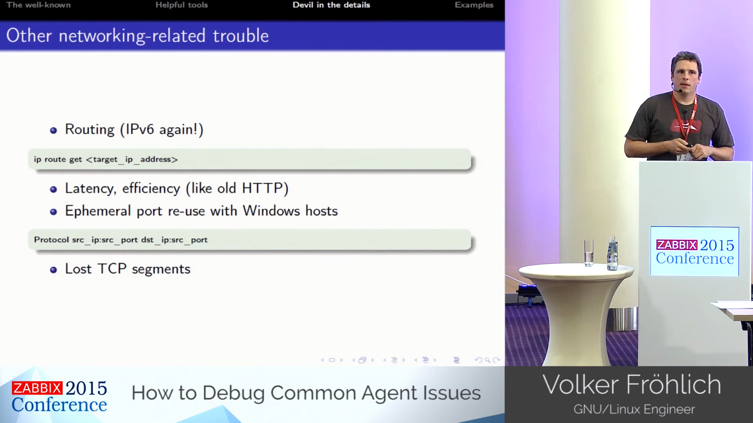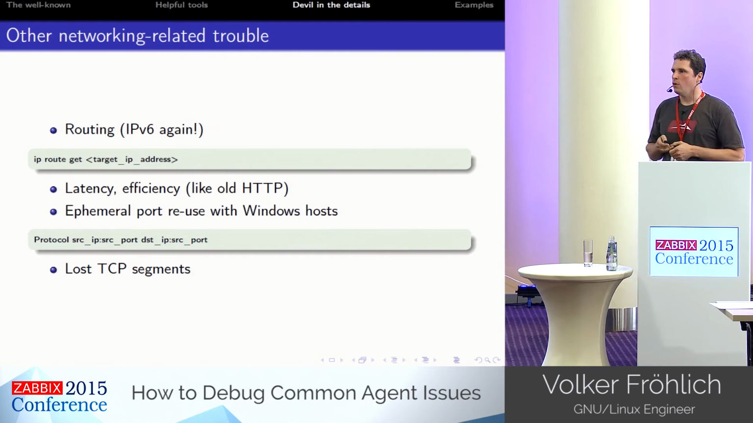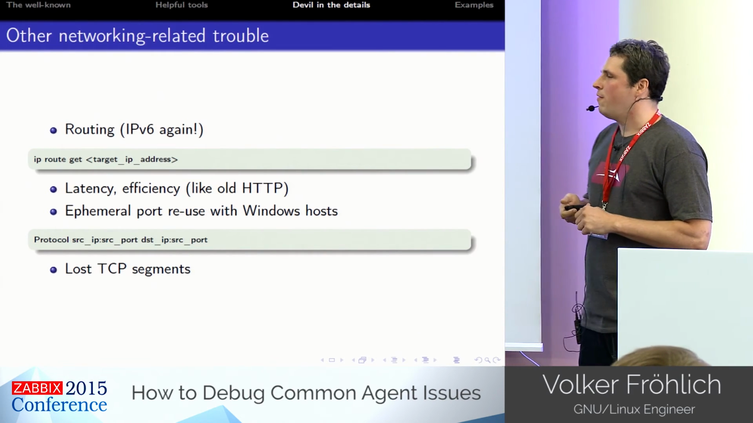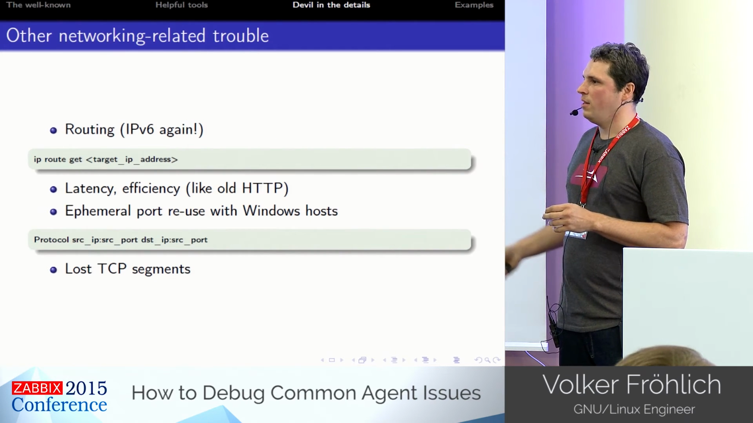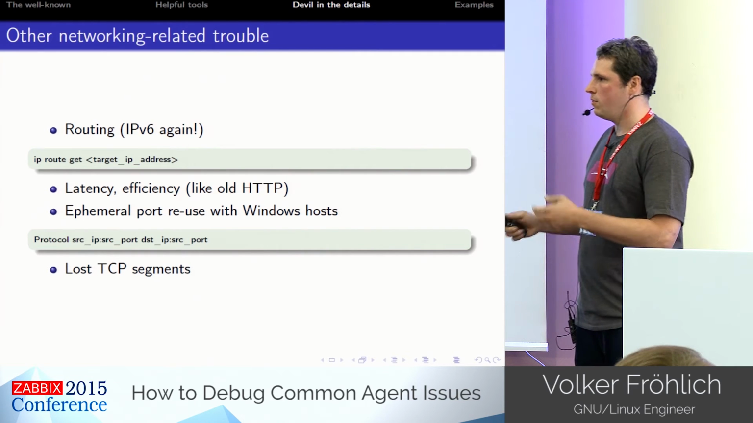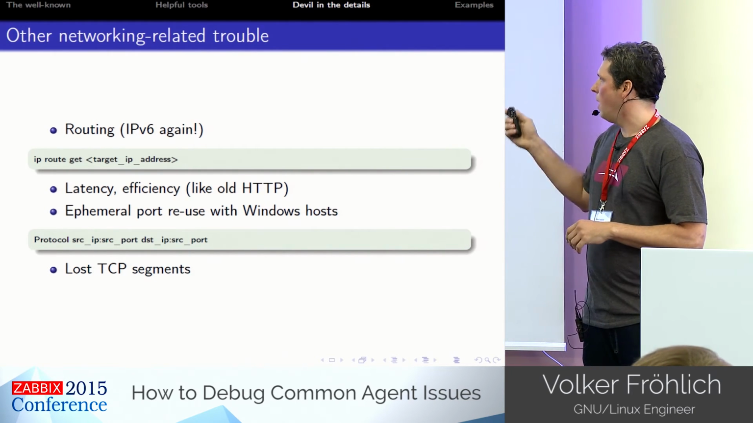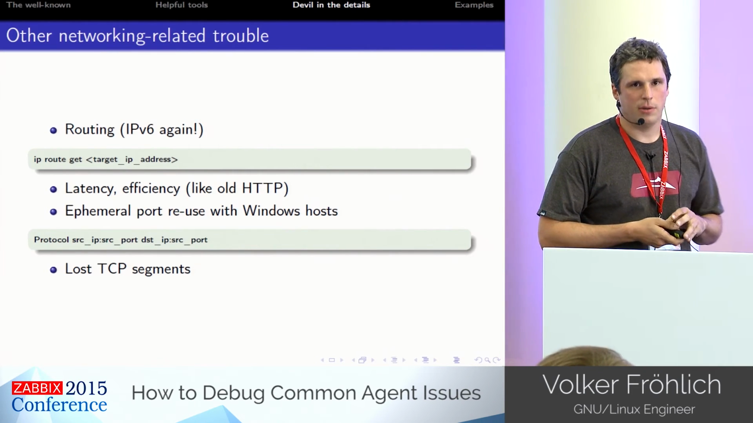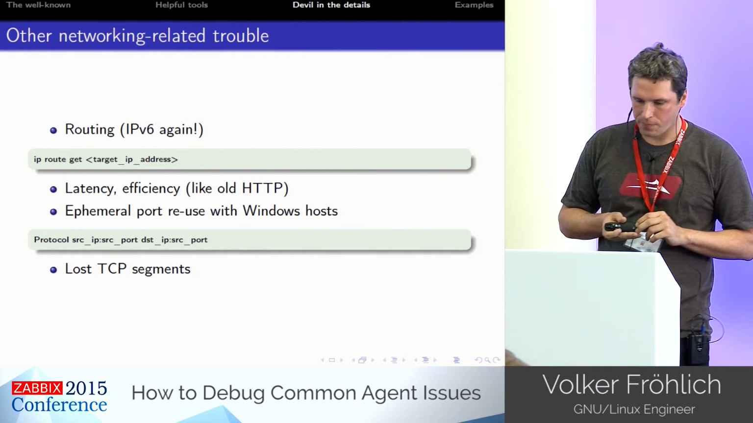Routing is interesting on machines that have multiple interfaces, or at least multiple IP addresses. You may think you will connect using a certain source IP address, but you may not. And that's in the routing configuration you can do with the ip command. ip route get and the target IP address is a very good way to figure out which source IP address is actually going to be used for a connection.